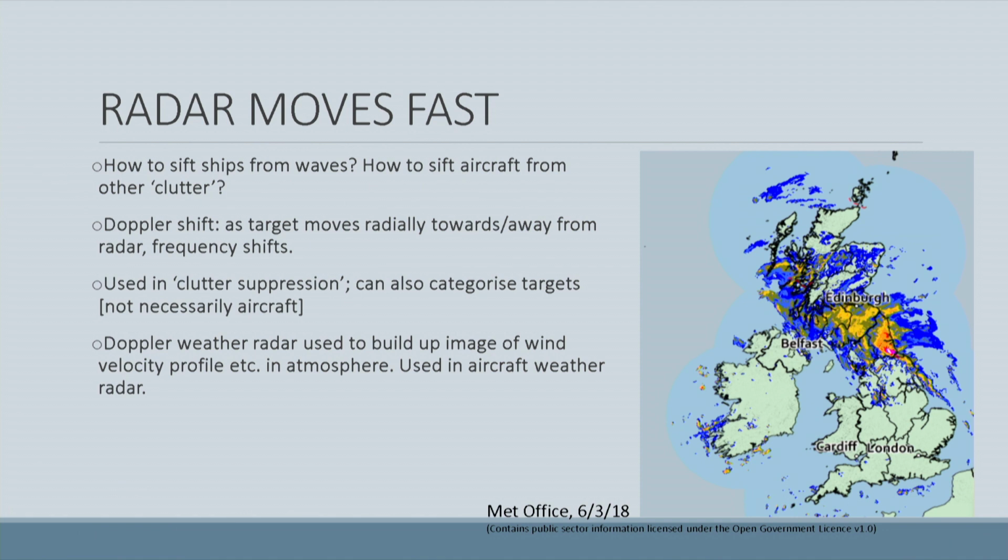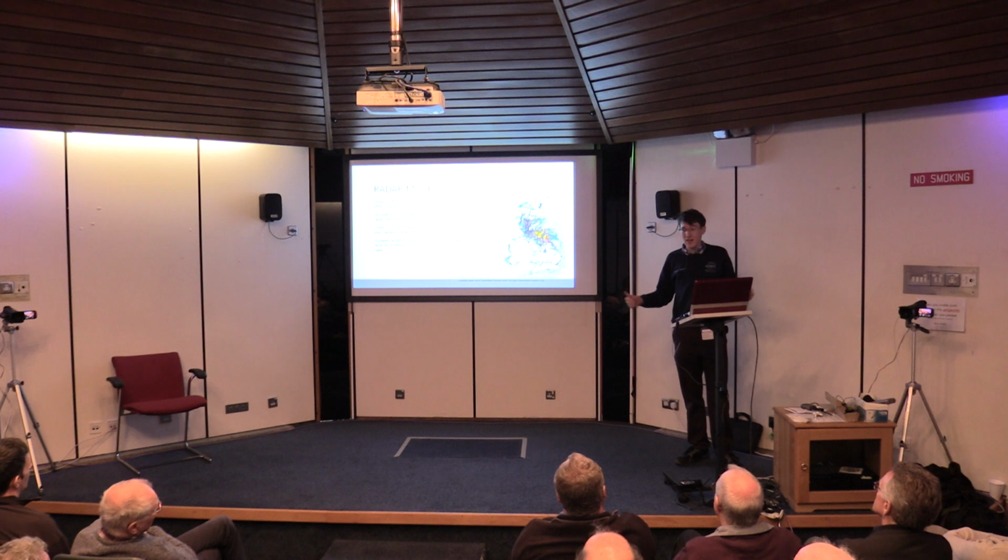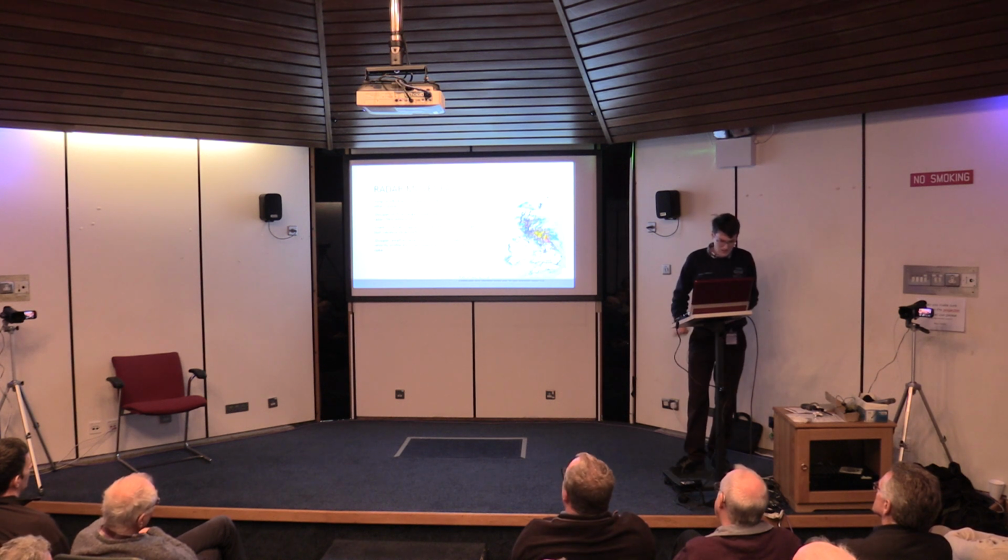And it also is quite good if you want to suppress clutter. For example, if you're looking at the perimeter of an airport and you want to detect whether people are moving around on it, you don't really want to detect the metal fence, which is there all day, every day. And sure enough, that's not going to give you a Doppler return. So you can ignore that completely, and things that are moving you can pay a bit more attention to.